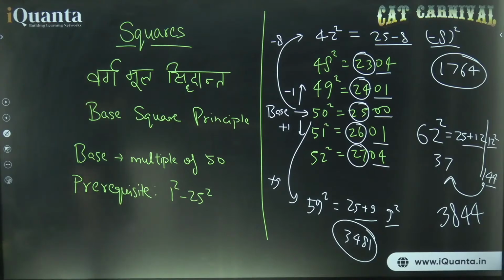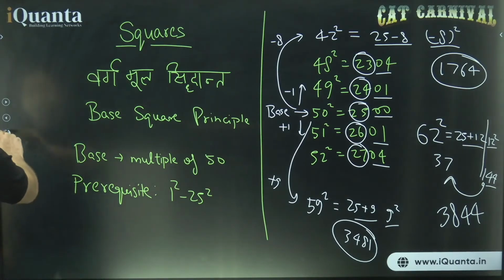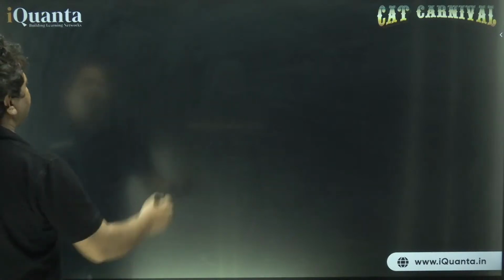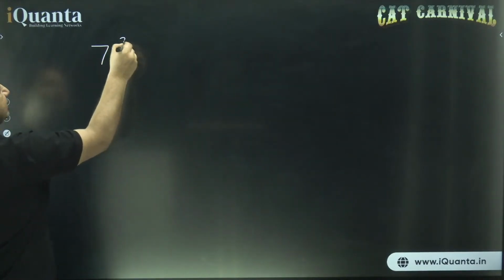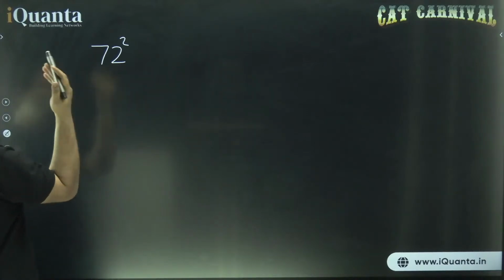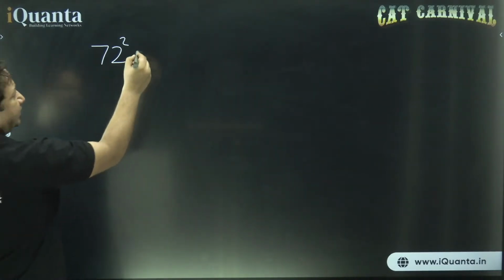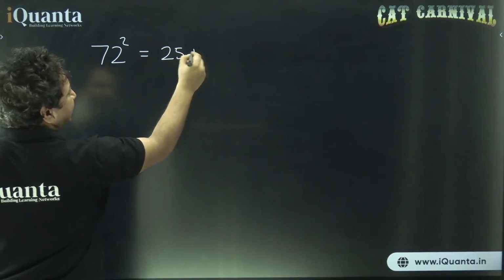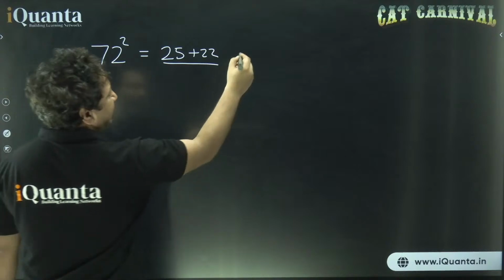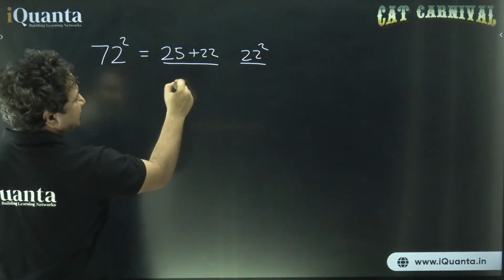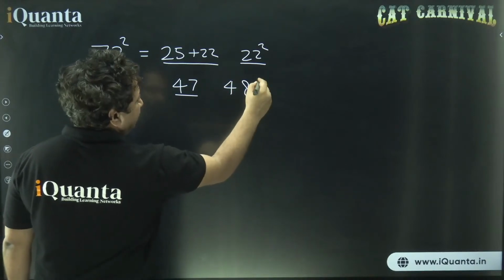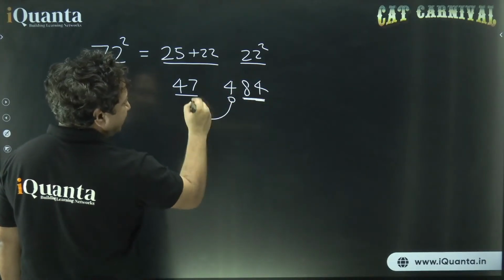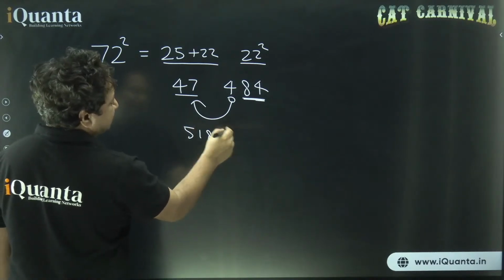Prashant, it works for everything. 49 square, you can see that on the board. It is working, isn't it? It works everywhere. Okay, so let me pick one more number, a big, huge number. I want to calculate the square of 72. 72 is how much? It's 22 more than 50. All right. So I will add 22 to 25, and then I'll write 22 square over here. This is 47, and this is 484. By the way, only 2 digits are allowed. The remaining one must go over here. So we get 5184 as the square of 72.